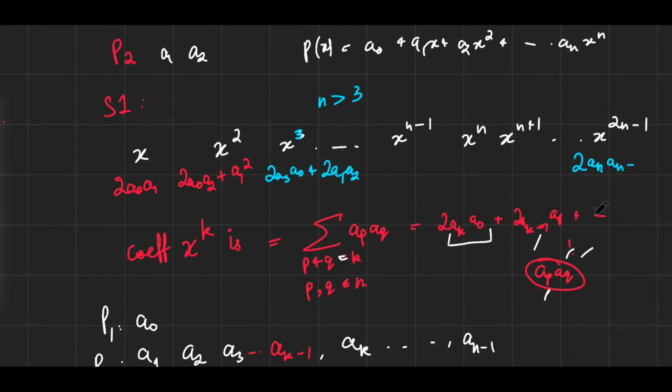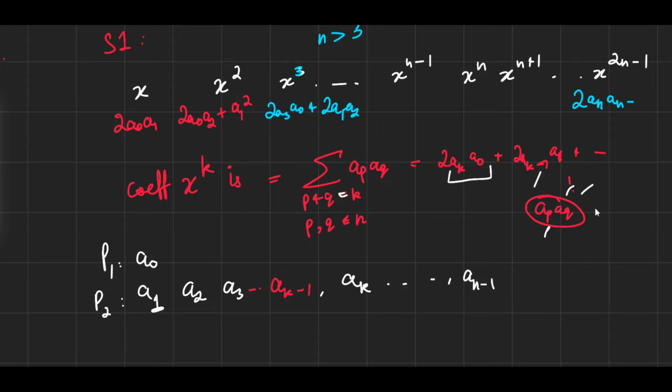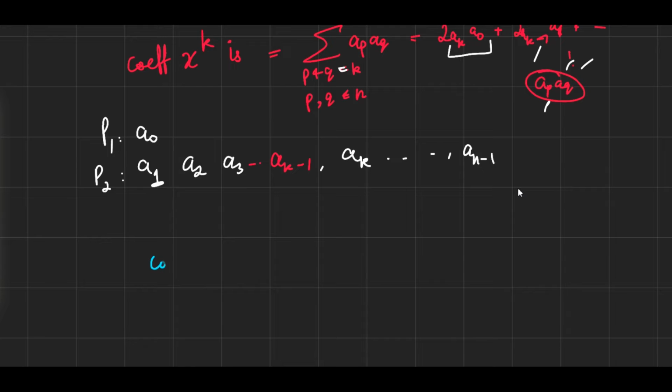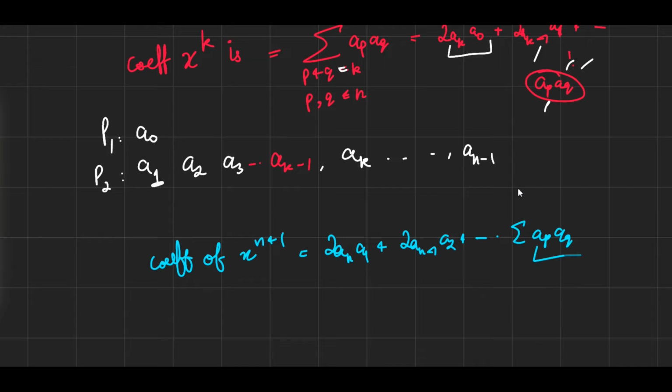Okay, that's interesting. And now, if I go to n plus 1, if I look at the coefficient of x to the n plus 1, this is an interesting coefficient, right? Because we don't have a_(n+1). So the only way to get the coefficient of x to the n plus 1, it's going to have 2 a_n a1 in its expansion. It's going to have 2 a_(n-1) a2, and so on, and it's just other sums of the form a_p a_q, where both of these p and q are here.